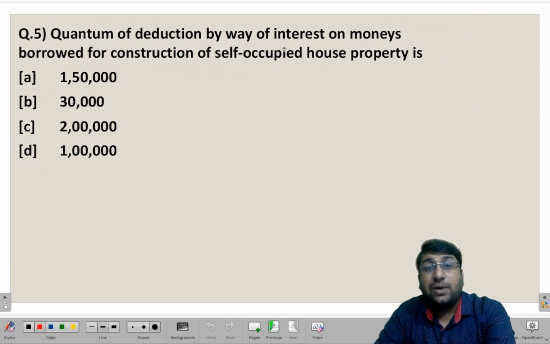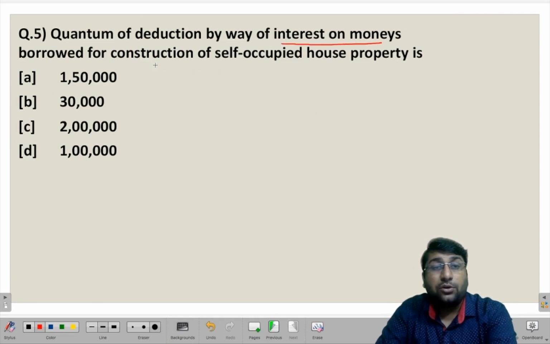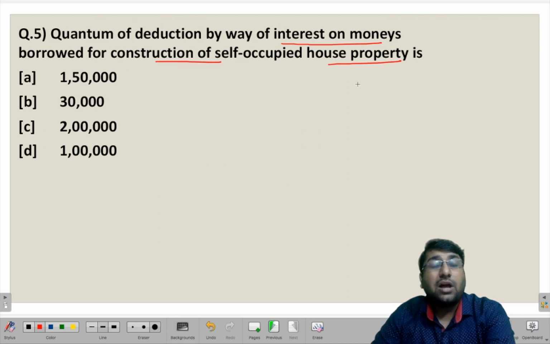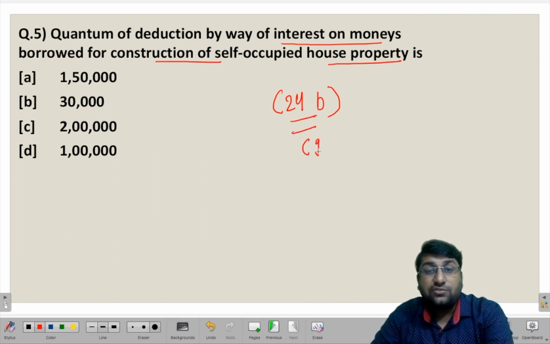Quantum of deduction by way of interest on monies borrowed for construction of self-occupied house property is dash. I was telling you in the previous question that if you are incurring any interest due to the borrowing of money for construction of self-occupied house property, it is allowed as a deduction under section 24B. Under 24A, you are allowed a standard deduction of 30% of the net annual value, and under section 24B, you are allowed deduction for interest on money paid.